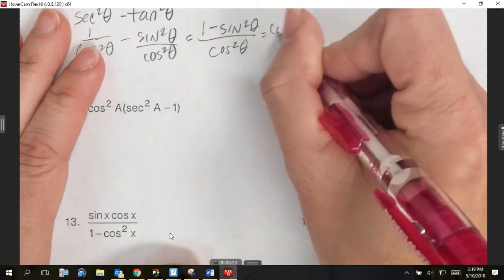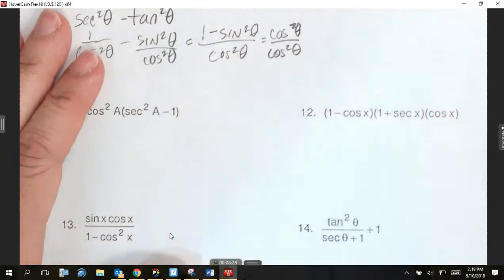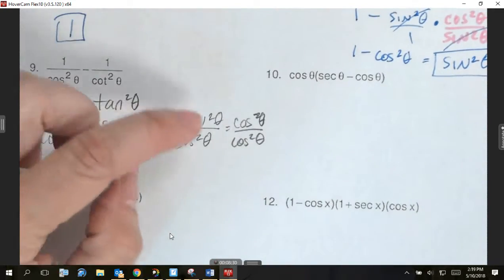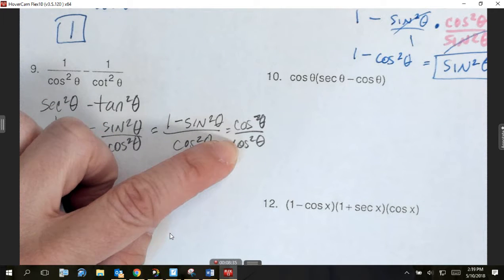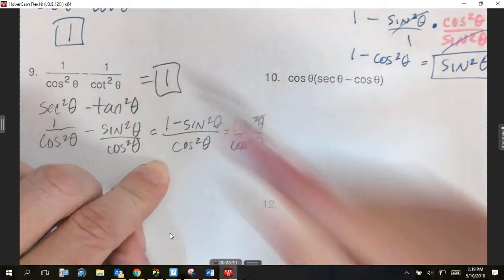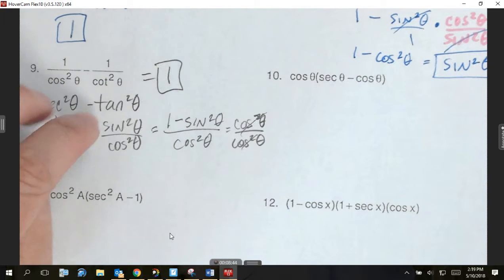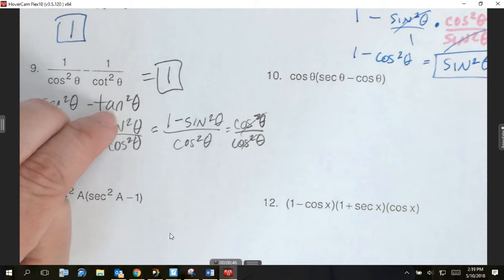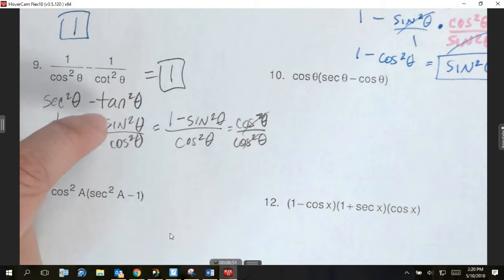Cosine squared theta. So now I have cosine squared theta over cosine squared theta. And if I have something over itself, what does that equal? I'm pretty sure that is 1. These cancel out and you get 1 for your answer. Now if you went with secant squared minus tangent squared, that is a Pythagorean identity, and that itself also equals 1. So you could have just been done after one step for that one. But I wanted to show you the fraction part.